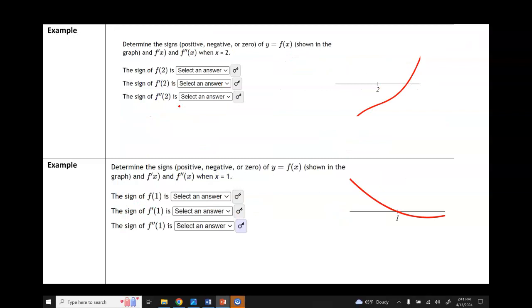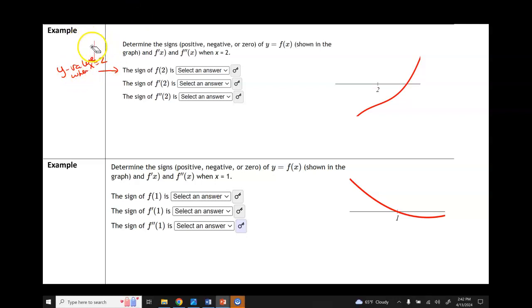Next example, it says, determine the signs positive, negative, 0 of y equals f of x shown in the graph, and then f prime of x. Okay, so there's a difference between saying f of 2 and f prime of 2 and f double prime of 2. So let me go over each of these. So f of 2, it just means the y value when x equals 2.